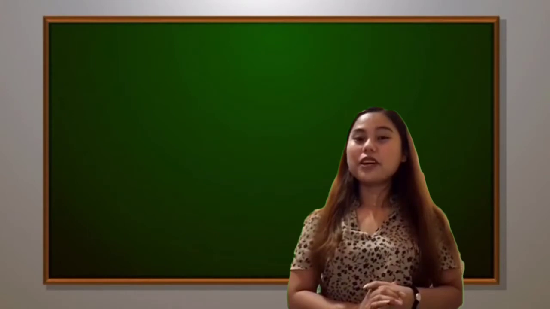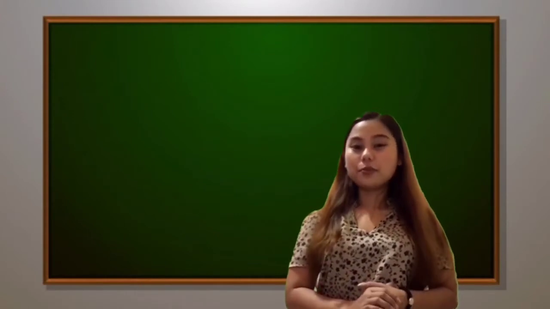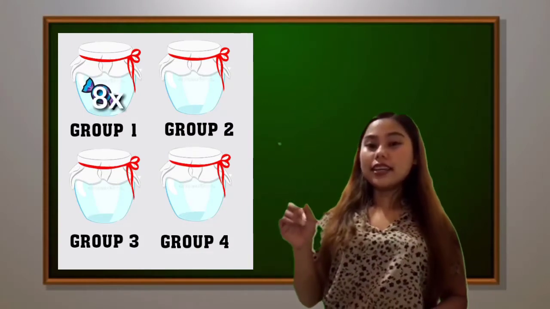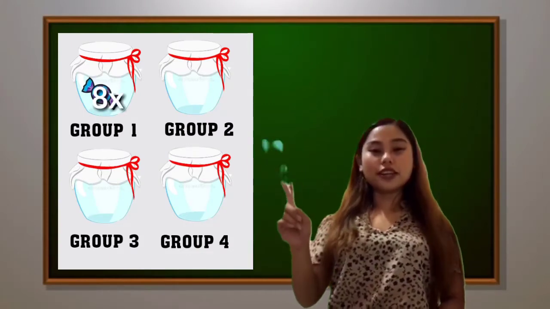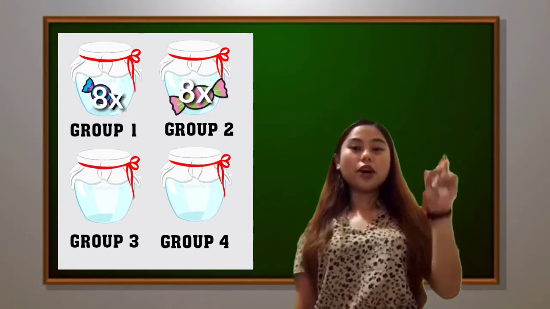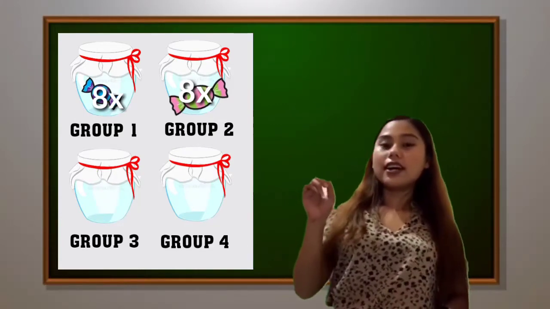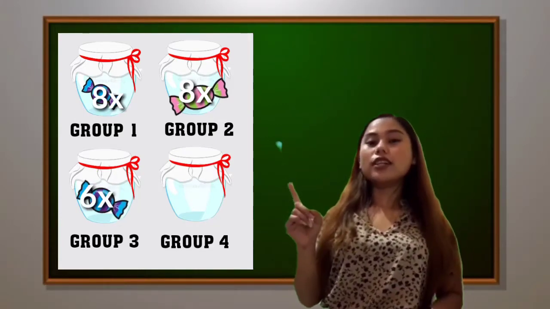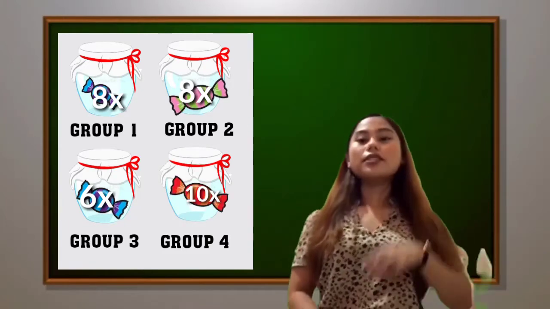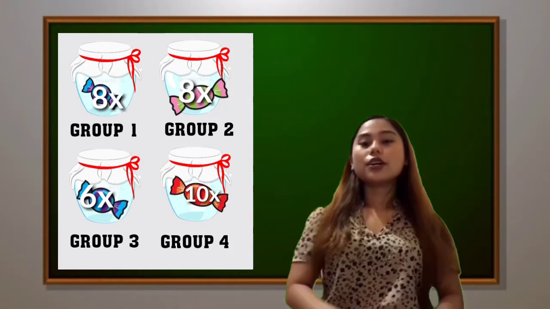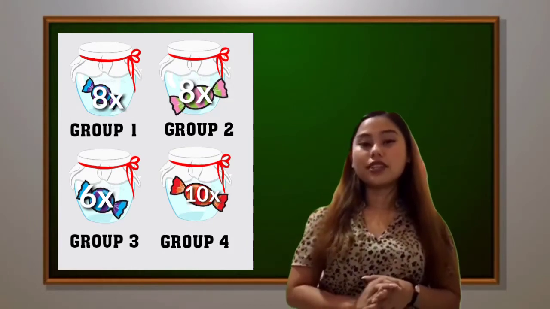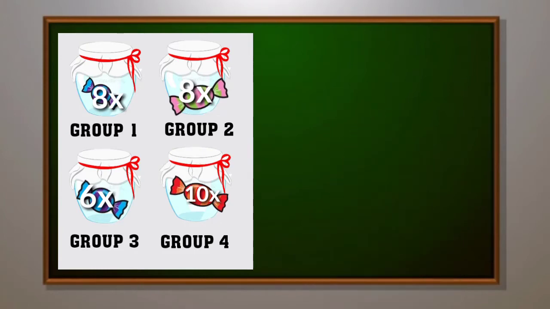And that's the end of our activity. Let us now tally your points by counting the candies. Group 1 earned 8 candies, means 16 points. Group 2 earned 8 candies, means 16 points. Group 3 earned 6 candies, total of 12 points. And Group 4 earned 10 candies, which is equal to 20 points. Group 4 is on the lead. Other groups, don't worry because you still have a chance to earn candies.